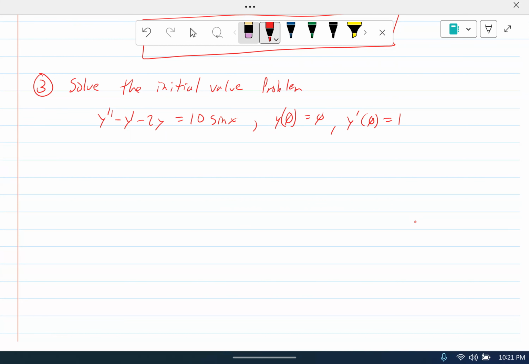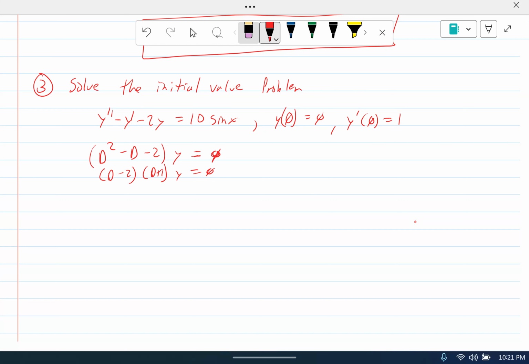Okay, so we have D squared minus D minus 2 of y is equal to 10 sine x. We're going to find the homogeneous solution first. Okay, let's factor this guy. This is going to become factored D minus 2 and D plus 1, y is equal to 0.